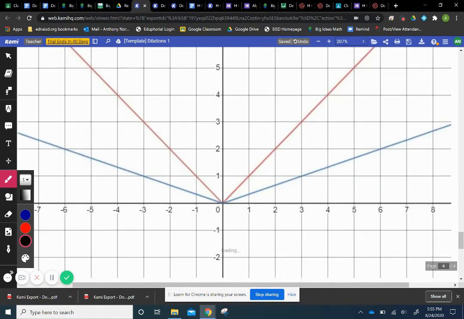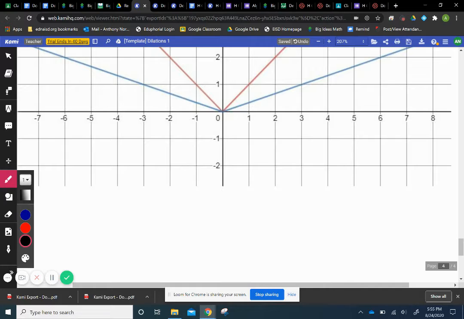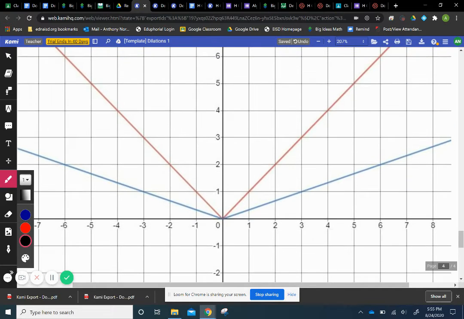So I'm going to scroll down. So let's look at this one. Which one's our parent function? Let's see. We're going to go over one. We're going to go up one and up. There it is. That's our parent function. It didn't move from the origin. It's over one, up one. That's our parent function. What's the parent function equal? So it's f of x, which is the same thing as y equals the absolute value of x.